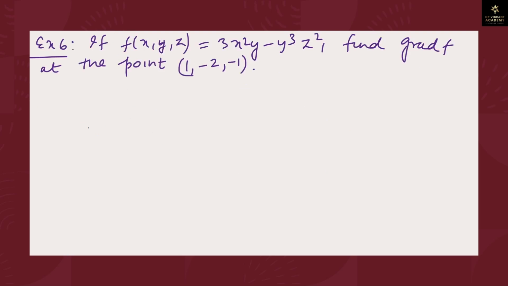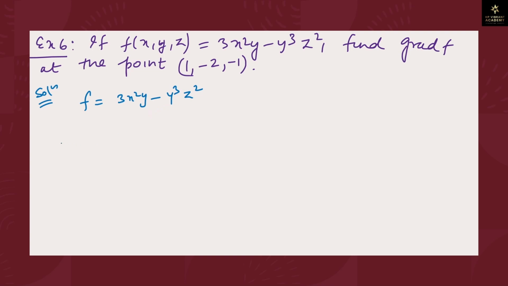So now let us discuss question number 6. How we can find this? So we have the expression for f as, so f is equal to 3x square y minus y cube z square. Okay.